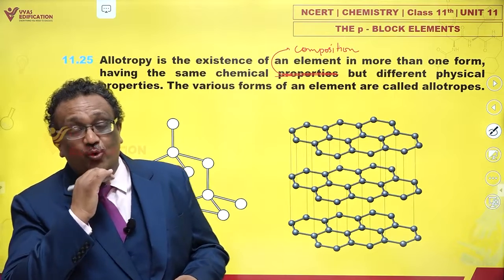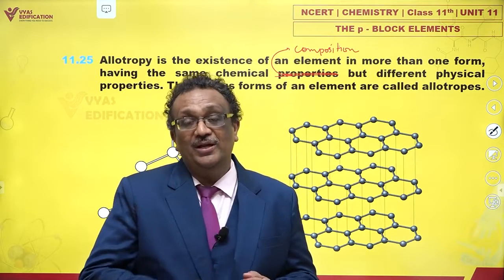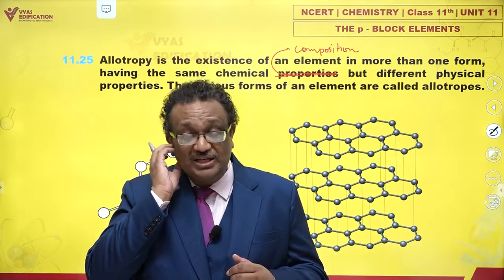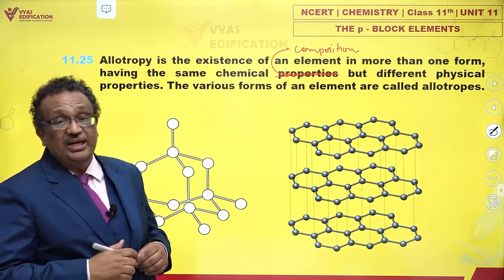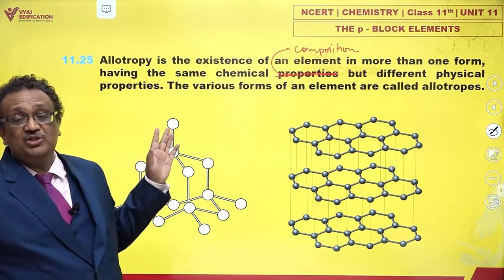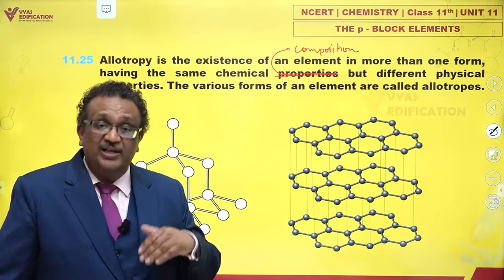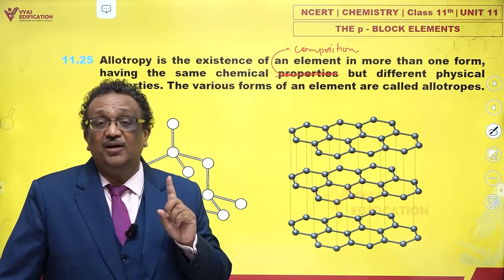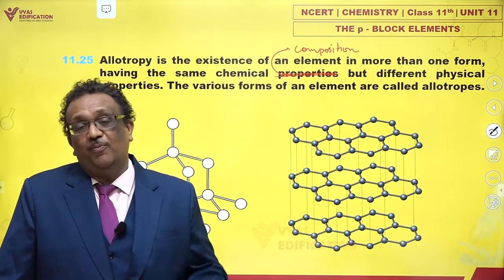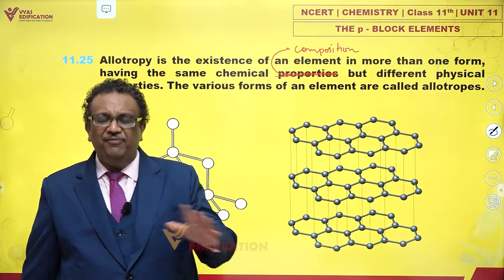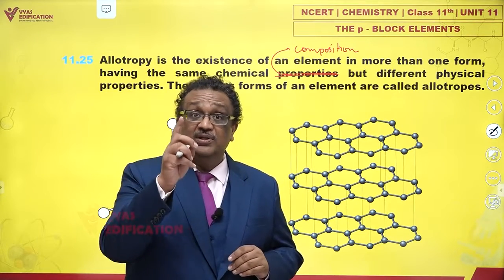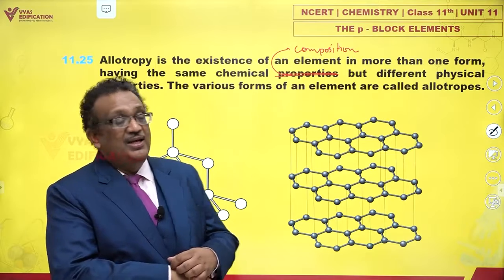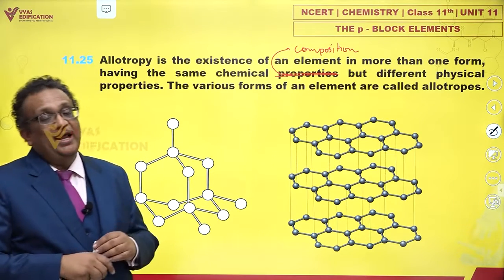What exactly are allotropes? If a given element can exist in more than one state, what is the meaning of more than one state? Same chemical composition, but it can exist in more than one form where the chemical properties are different. Even the physical properties are different. Allotropes have different physical and chemical properties, but they have the same chemical composition. If this is possible for a substance, then the phenomenon is called allotropy.